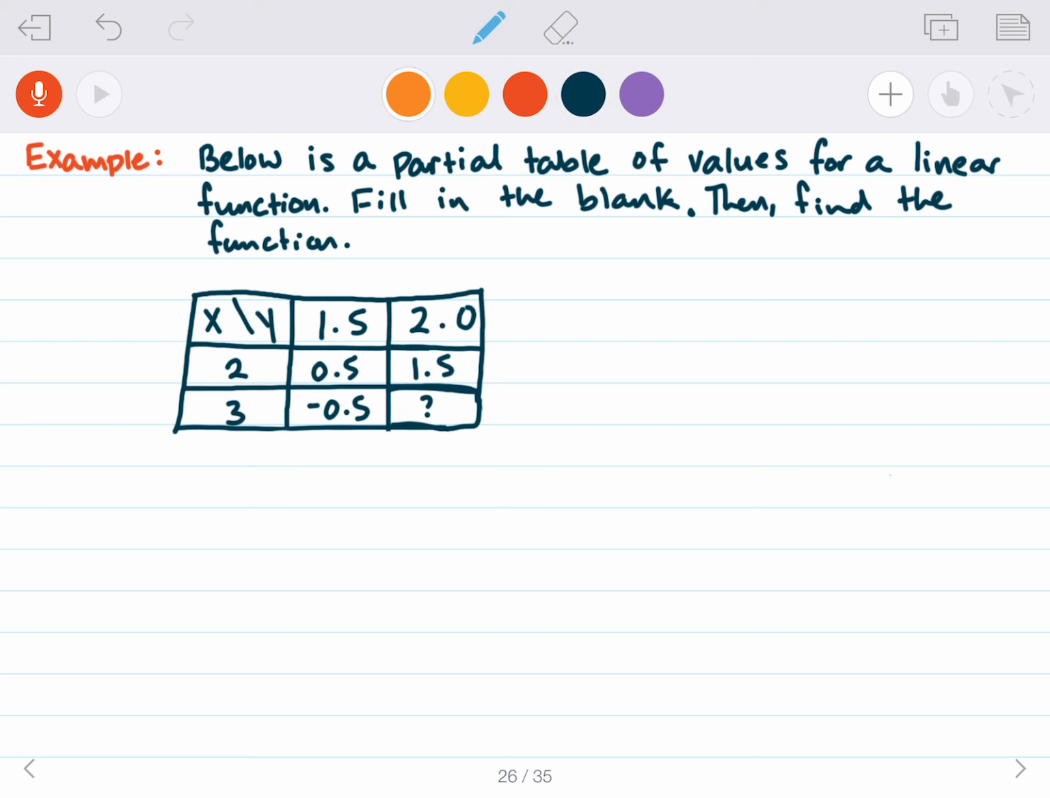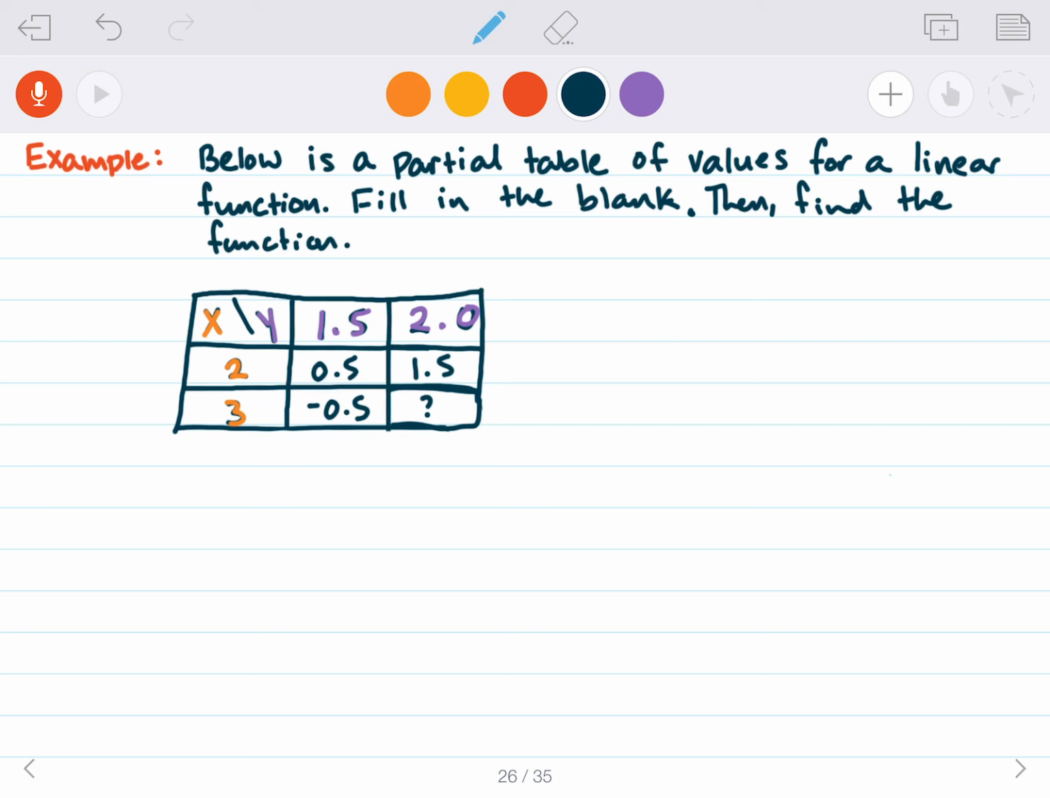So we have this table, this x/y looking thing. And you can think of x as being the numbers in this first column. So we have 2, 3 for x, and for y, we have these numbers in our first row. Okay, and then everything else in black are the z values. So we need to figure out what the pattern is.